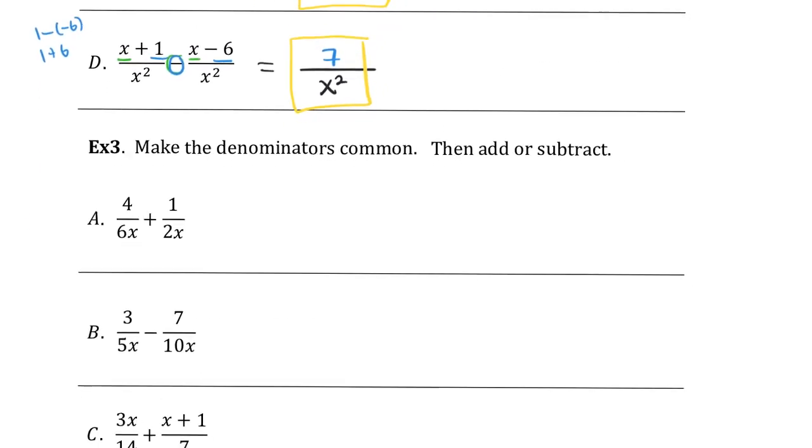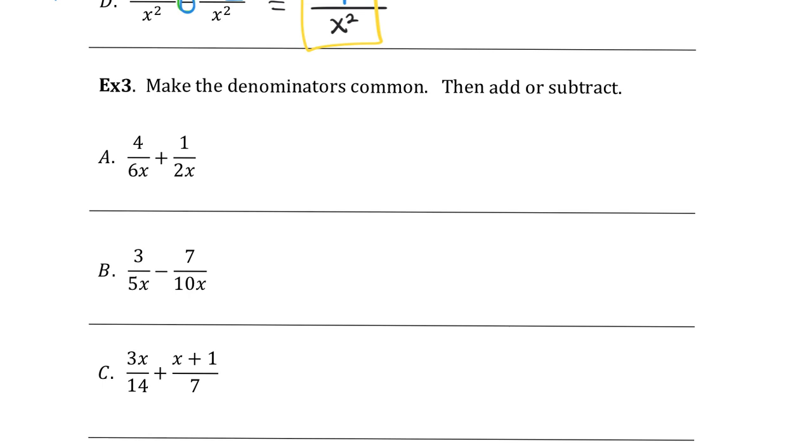Okay, last example. They do not have a common denominator, so we're going to make a common denominator, and then we will add or subtract. Okay, so I see that this denominator is 6x, is 4 over 6x, this is 1 over 2x. What could I do? I'm going to try to make the 2x into a 6x, because I know that if I do 2x times 3, I will get 6x. If I do it to the denominator, I do it to the numerator. Okay, let me rewrite this. So now I have 4 over 6x plus 3 over 6x. So now I have a common denominator of 6x. And then if I have 4 plus 3, I have 7 over 6x.